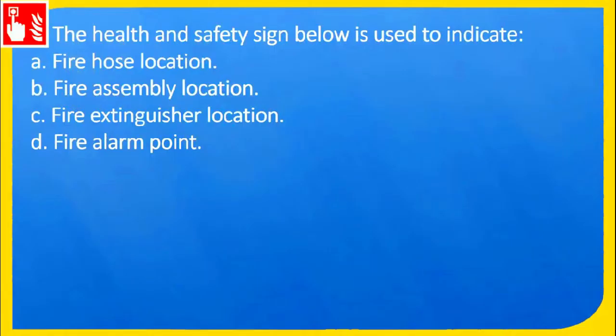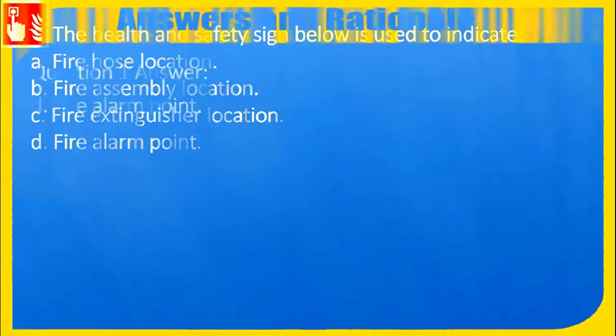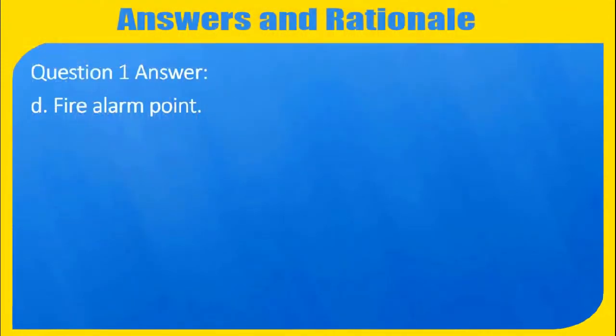The health and safety sign below is used to indicate A. Fire hose location. B. Fire assembly location. C. Fire extinguisher location. D. Fire alarm point. Question 1 Answer, D. Fire alarm point.